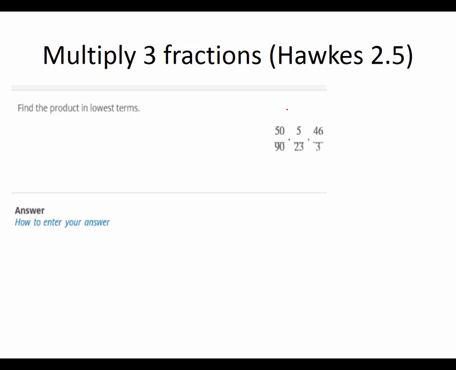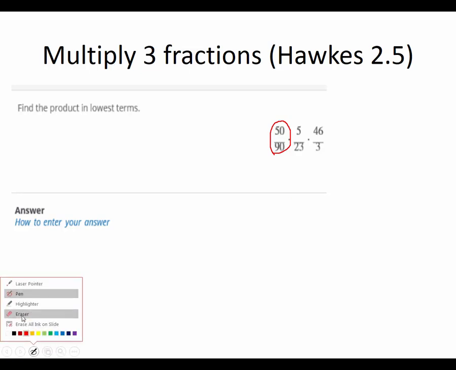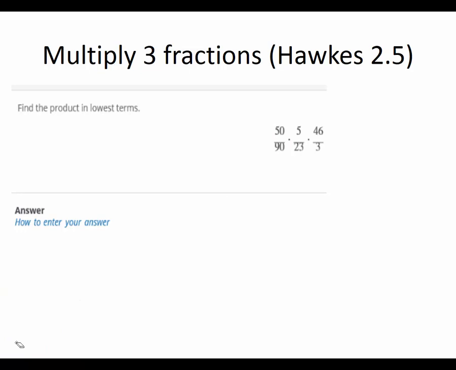So right off the bat for this one, I know that I can reduce a fraction to lowest terms always. That's always something you can do. And when I look at 50 over 90, I think, well, there's something I can divide both of those by, right? They both end in 0, which means I can divide them by 10. So I'm going to go ahead and divide by 10.